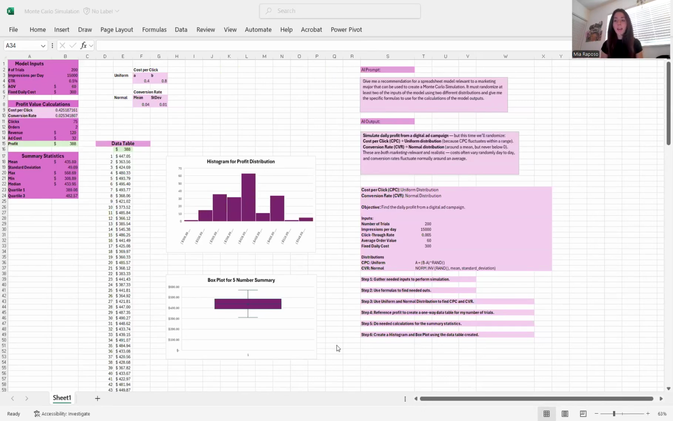Raposo, and this is my AI-assisted Monte Carlo simulation. And this is what it all looks like.